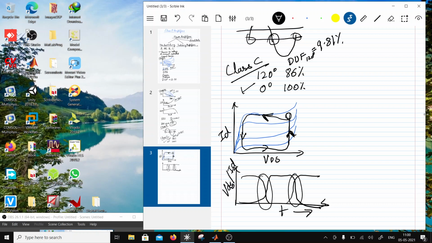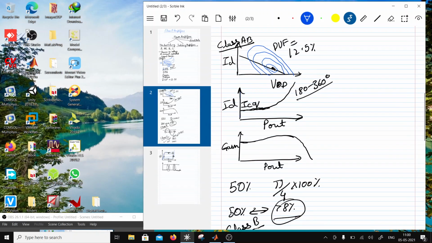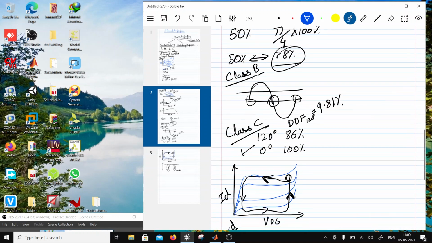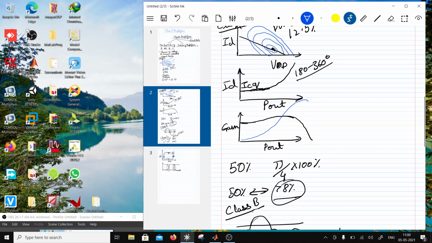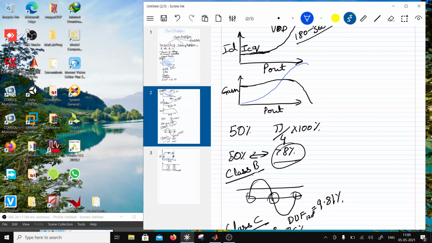So if I was to plot efficiency, like for example here I have plotted gain, the efficiency is going to start this way and it's going to build up, and then it's going to compress. This is because the device dissipation is going down, okay, because we are having less and less overlapping region between voltage and currents. So the device dissipation is going down. That's why the efficiency is shooting up with power, right?